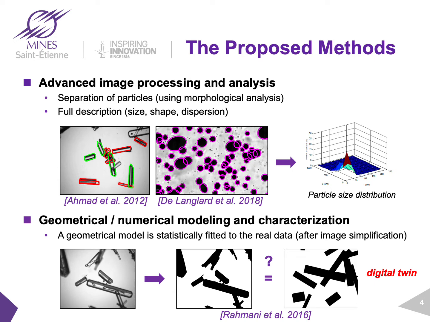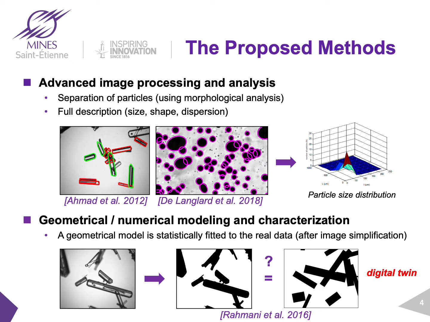in fact, to model and to simulate some images which are representative of the real data. So it means that on the right part, you have what we call a digital twin, because it's, yes, a simulation from a geometrical model with different parameters, and you try to change the value of the different parameters in order to fit this simulation to the real data.